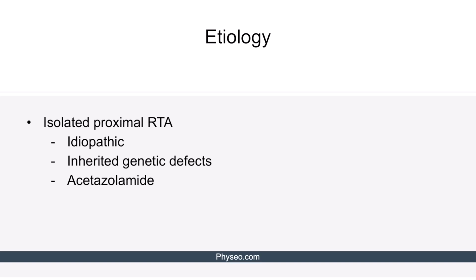First, we'll go through isolated proximal RTA. It can be idiopathic or may be associated with inherited genetic defects, such as familial type 2 RTA. Carbonic anhydrase inhibitors, such as acetazolamide, can induce type 2 RTA as well. Acetazolamide impairs proximal bicarbonate reabsorption without affecting the reabsorption of any other solutes.